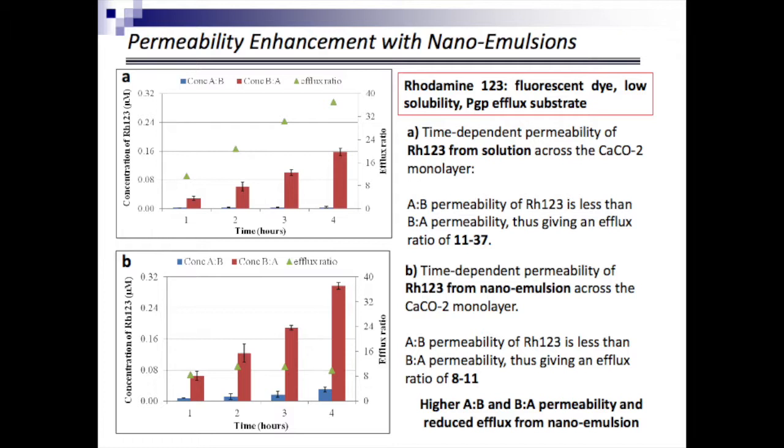But if you use nano-emulsion, which is on panel B, you can see that there's a greater transport from A to B, which means that nano-emulsions are actually able to overcome the P-glycoprotein efflux. The reason for this is that nano-emulsions are endocytosed by the cells, and subsequently the transport occurs paracellularly and avoids the efflux pumps, because the whole oil droplet is able to ferry the molecules across, and you don't need the solution, you don't need the free rhodamine 123, which is the substrate for the PGP. So we've been able to lower the efflux ratio tremendously by using the nano-emulsion form.